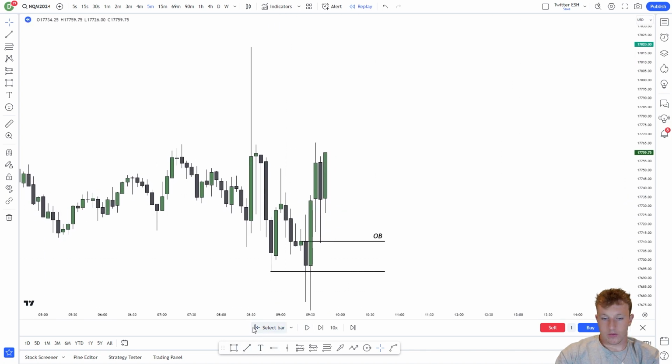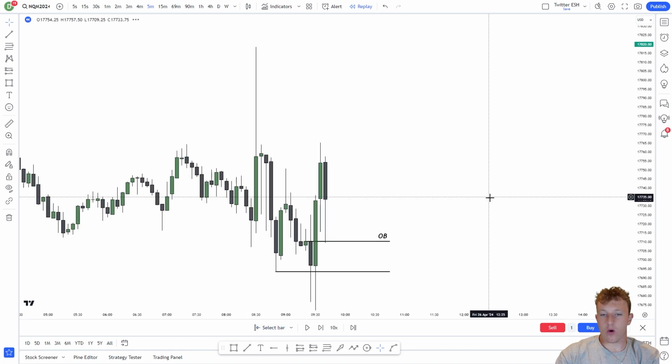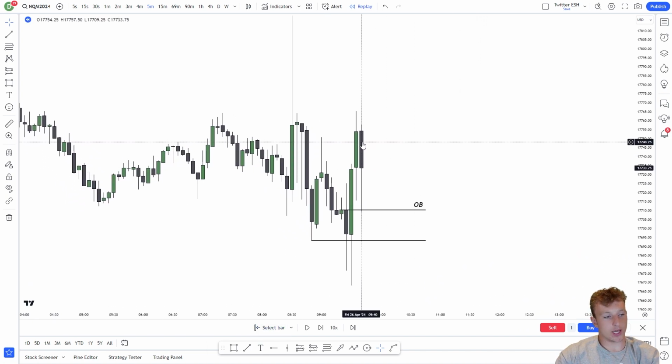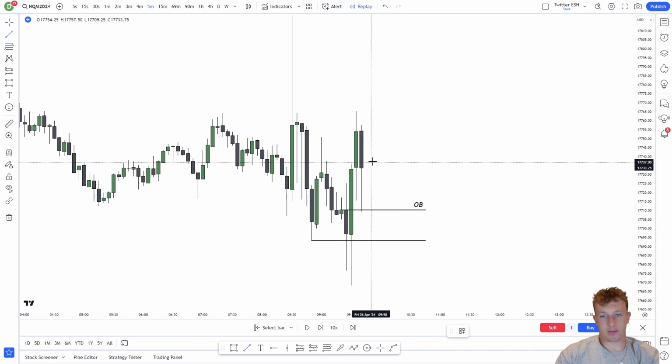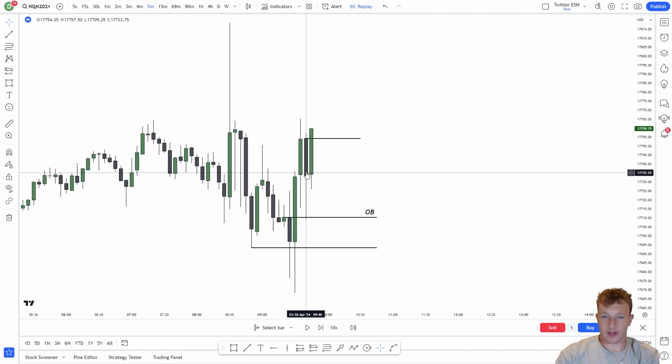Right here, we get another red candle. But do I know this is going to be an order block at this point in time? No, I don't. The only way I know this is going to be an order block is if the next candle physically comes up and closes above that candle. So you can clearly see this green candle right here finally closes above this.